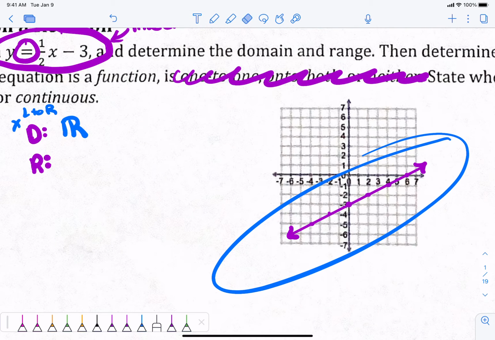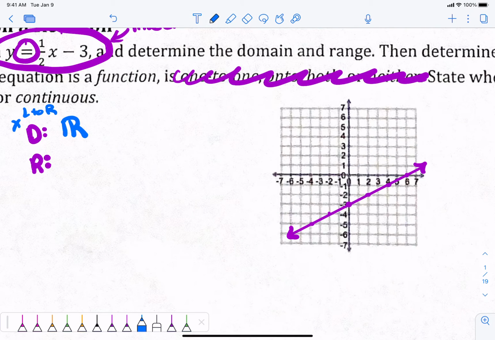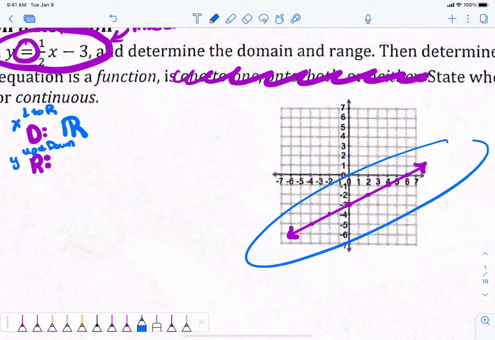Now the range is the y values. Y values are up and down, okay? So for the range, if I'm looking at the up and down values of this line, what will it touch and what will it not touch?